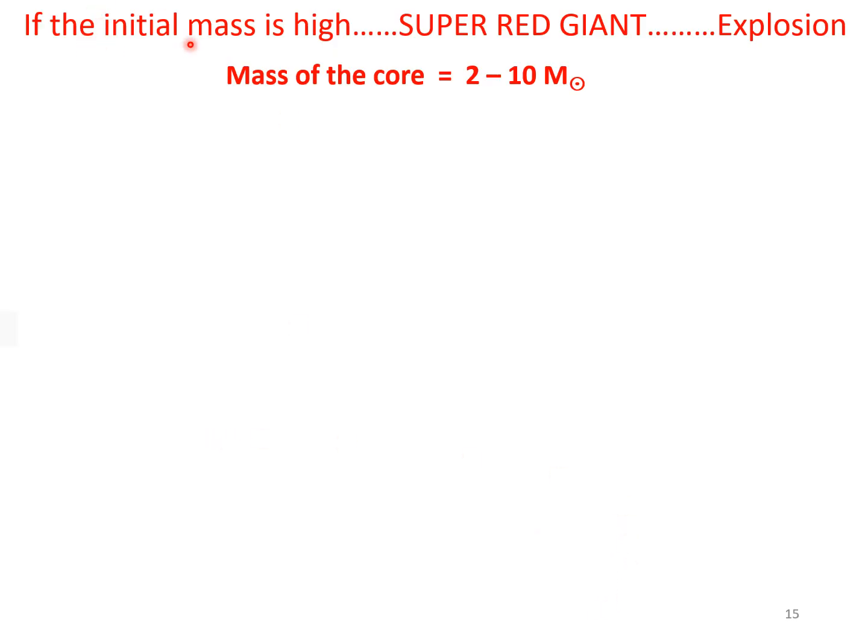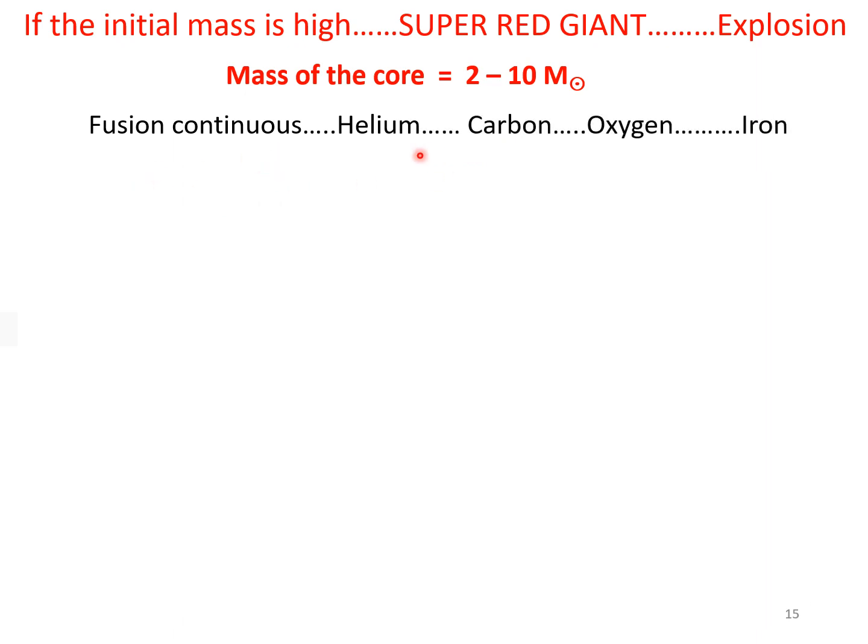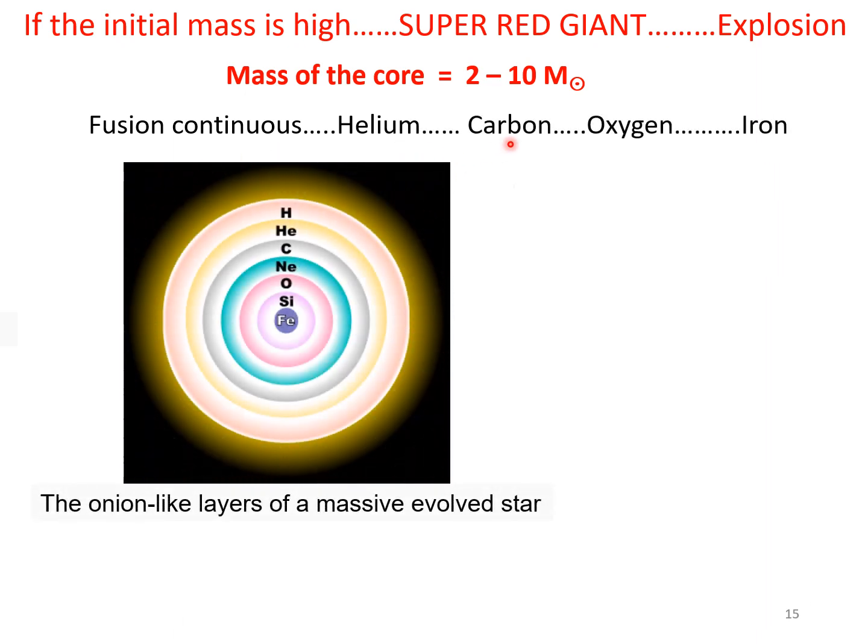Next, if the initial mass is high, then a super red giant explosion takes place. If the mass of the core is of the order of 2 to 10 solar masses, then the fusion continues. Helium converts into carbon, which converts into oxygen, and that into other elements, and finally it may end up with iron. So we have what is known as the onion-like layers of a massive evolved star.